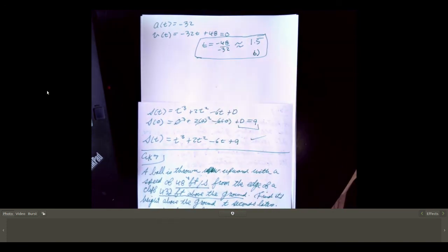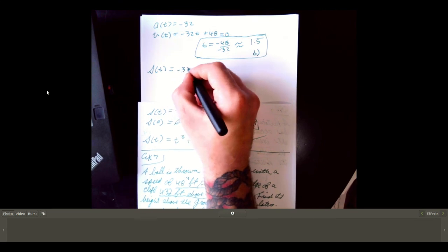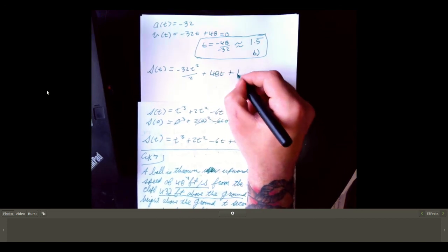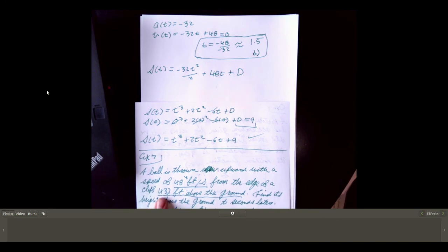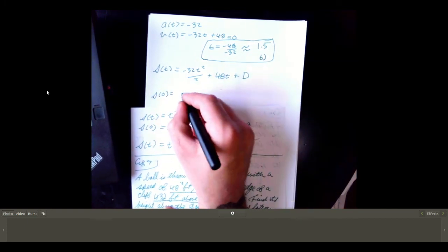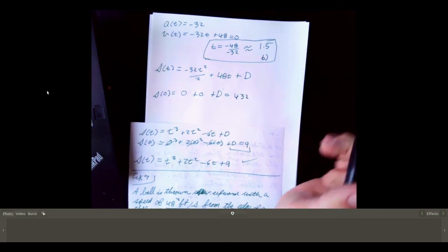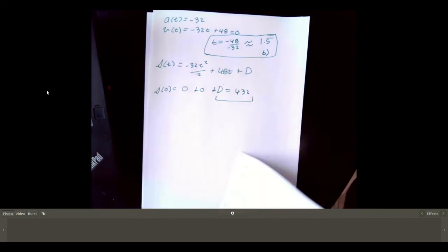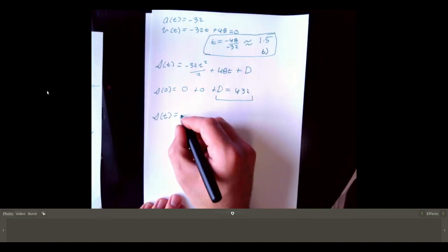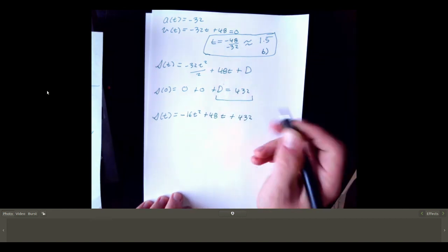So now we need to find its position function, the first thing we were asked. Its position as a function of time, taking antiderivatives, we'll get negative 32t squared divided by 2 plus 48t plus some constant d. Well, we know that it was thrown from 432 feet above ground. So that means at time 0, 0 plus 0 plus d, we're 432 feet above the ground. That tells us d is equal to 432, which lets us know that our position as a function of time is equal to negative 32 divided by 2 is negative 16t squared plus 48t plus 432.